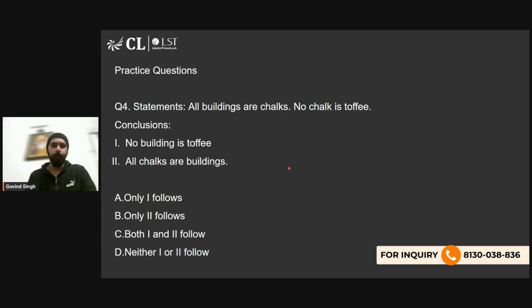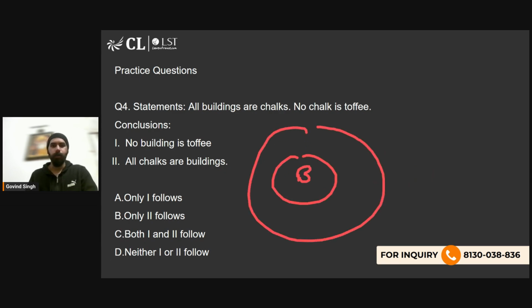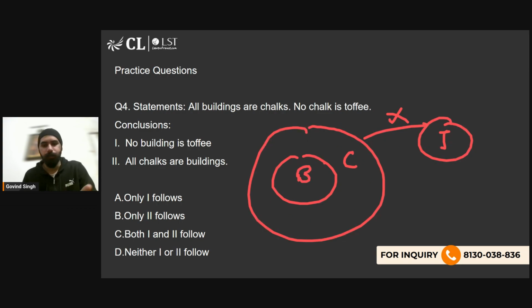All buildings are chalks. Okay. So we draw buildings, and all buildings are chalks. No chalk is toffee, so chalks cannot be toffee. So nothing which lies within chalk can be toffee. Now the conclusions. No building is a toffee. That's true. If no chalk is a toffee and buildings lie within chalk, then no building can be a toffee.